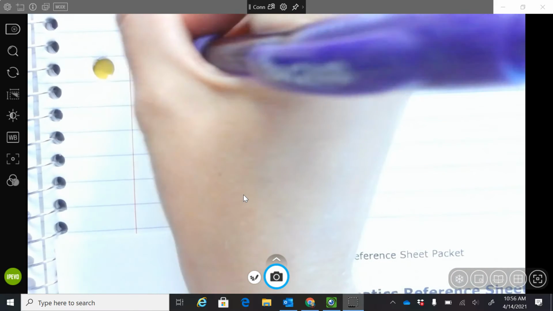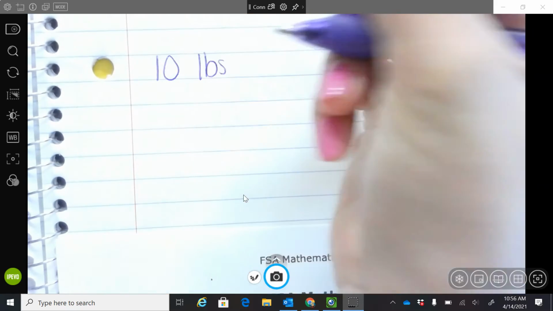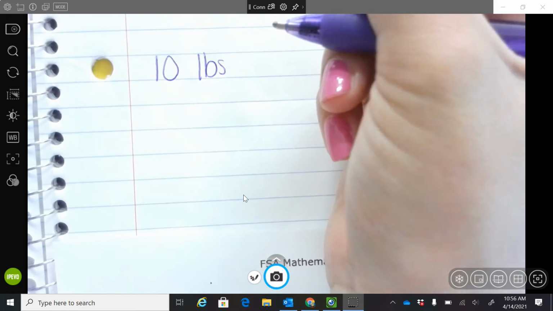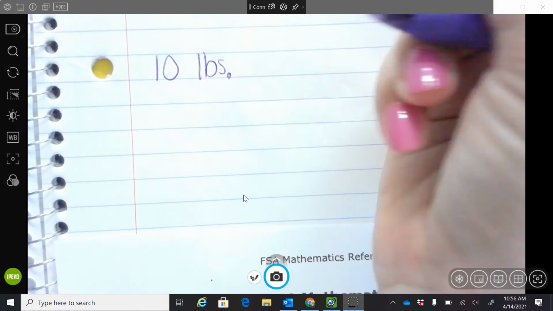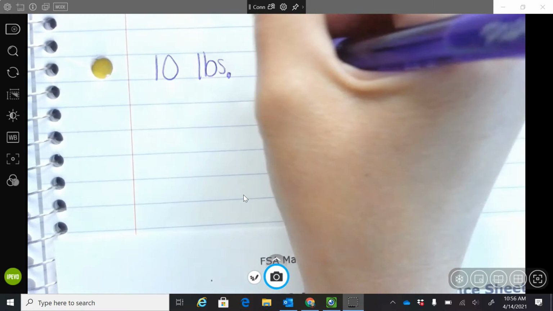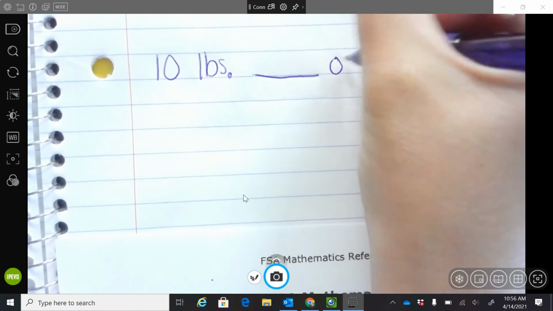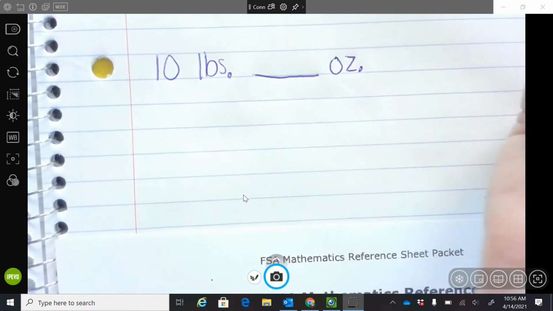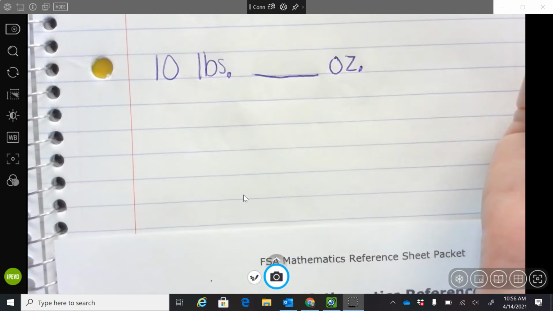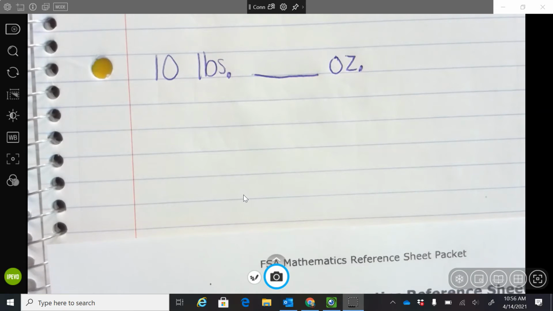What if we had 10 pounds of potatoes because you were cooking Easter dinner last week and you wanted to figure out how many ounces this was, how many ounces that was? OZ is the abbreviation for ounces. So pounds we know is bigger and ounces we know is smaller. So we know that we're going to do what operation?